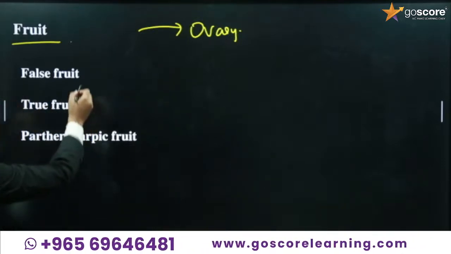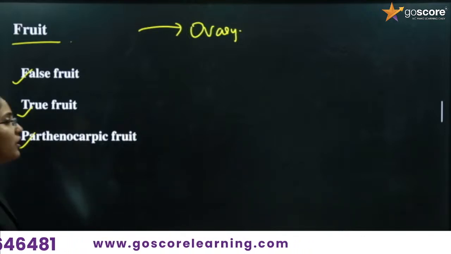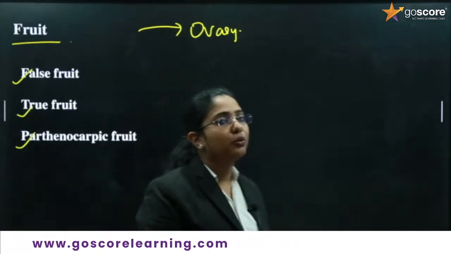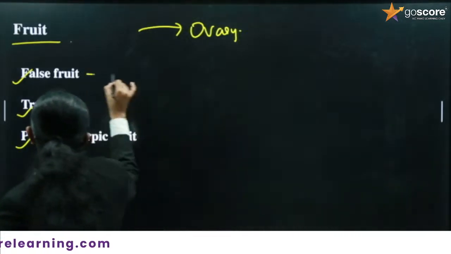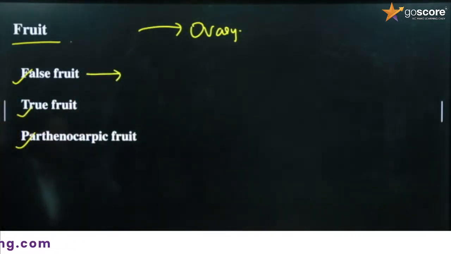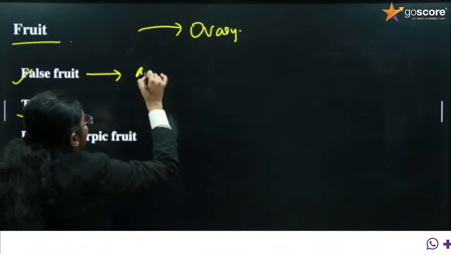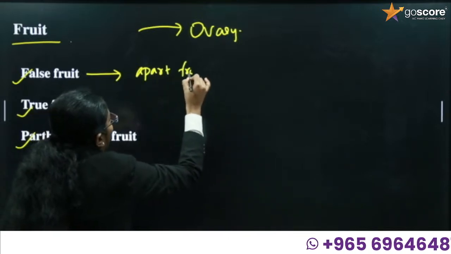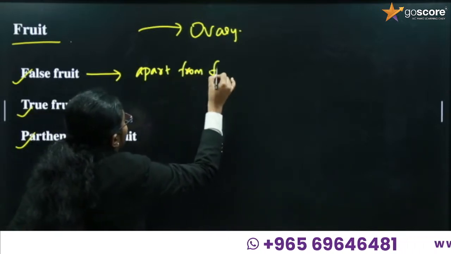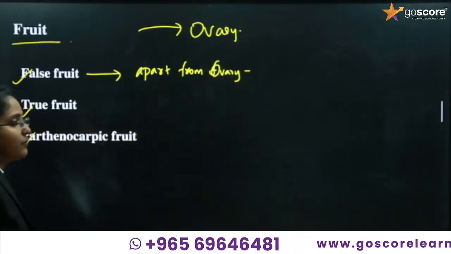Okay, so we can classify the fruit into three groups. What are the three groups? False fruit, true fruit, and parthenocarpic fruit. Let's see first false fruit. What is false fruit? The fruit which develops apart from ovary, we'll call that fruit as false fruit.